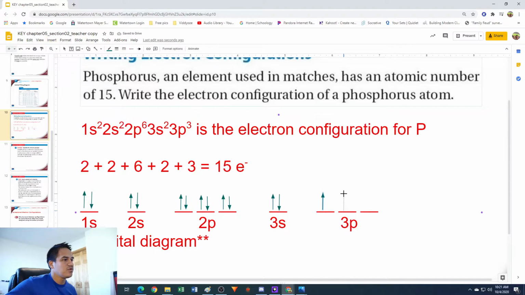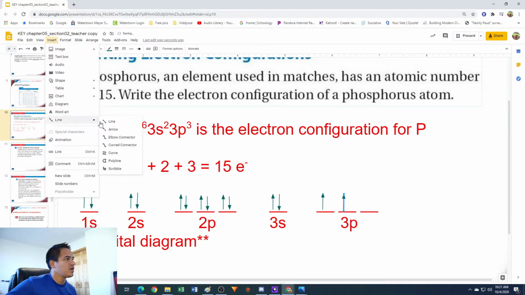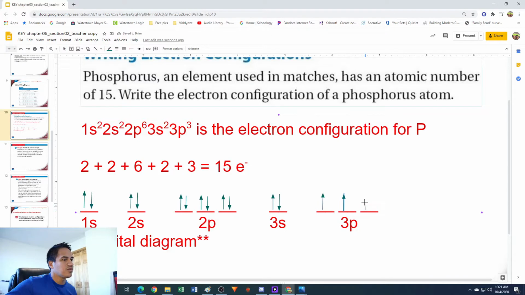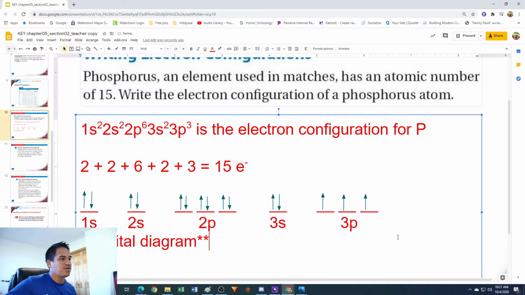We're going to go 2. And lastly, we are going to go 3. Okay, so there is 3p3. So those 3 electrons are individual. They're in their own orbitals, and they're all pointing in the same direction. So again, this is what we call an orbital diagram. There are problems that may pop up where you have to do this. So, all right, let's move on to the next one.